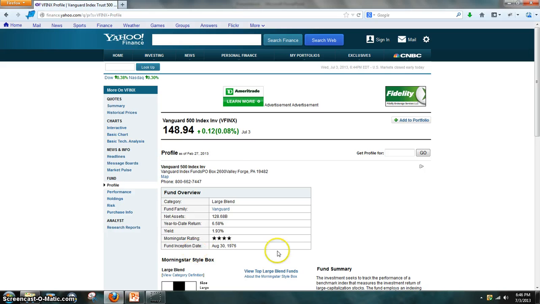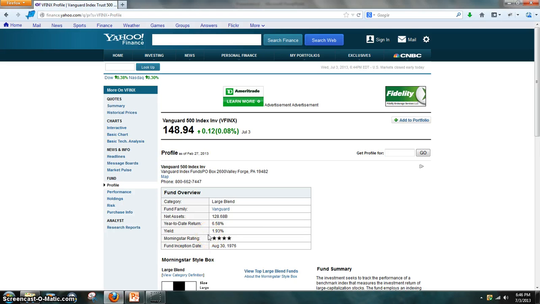The fund overview section begins just below that, and the first subcategory is category. What category does the mutual fund fall into? It's telling you that this is currently a large cap blend mutual fund. The fund family is Vanguard. Total net assets are $128 billion. It's a larger fund. The year-to-date return, again, as of February 27th, is 6.58%. The yield is 1.93%. And then the Morningstar ranking.